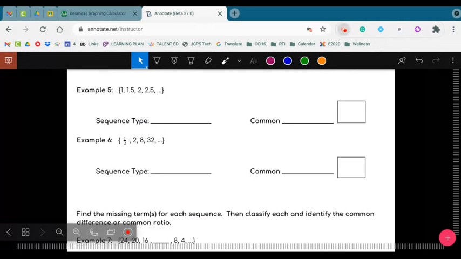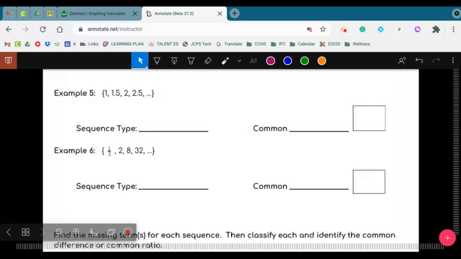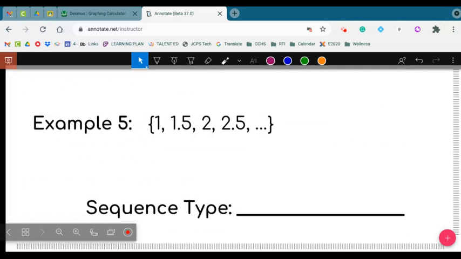Okay, we have 2 more examples of our pattern, and then we're going to do some where we have to complete the pattern. So from 1 to 1.5 to 2 to 2.5. Clearly we're adding 0.5 each time.